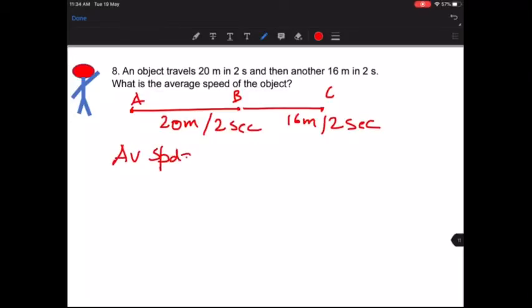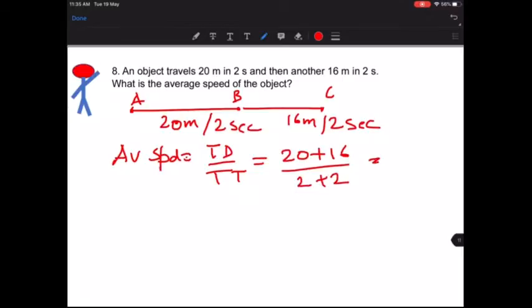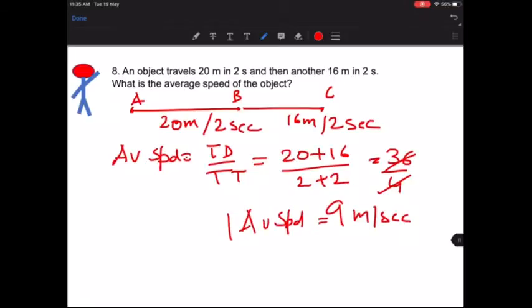Average speed is, we just did it in the previous, yes, absolutely. Total distance upon total time. Very nice, Nisha. What is the total distance he has traveled? He has traveled first 20, then 16. What is the total time that he has taken? 2 plus 2. So it is going to be 36 upon 4, which is 9 meters per second. So the average speed is going to be 9 meters per second.